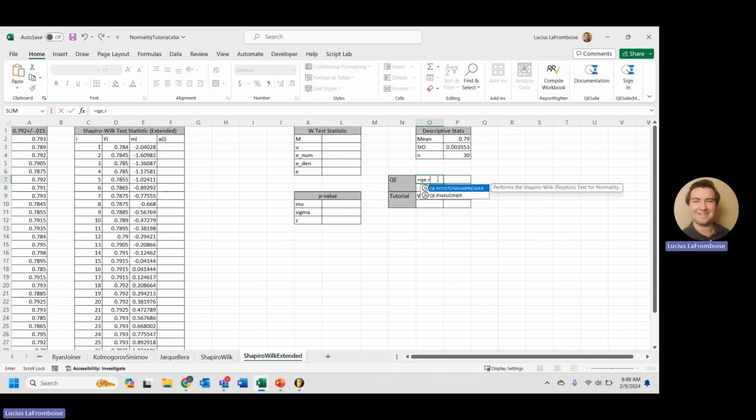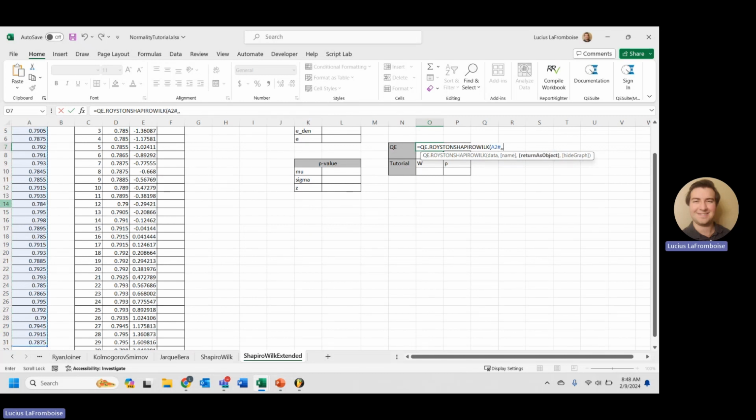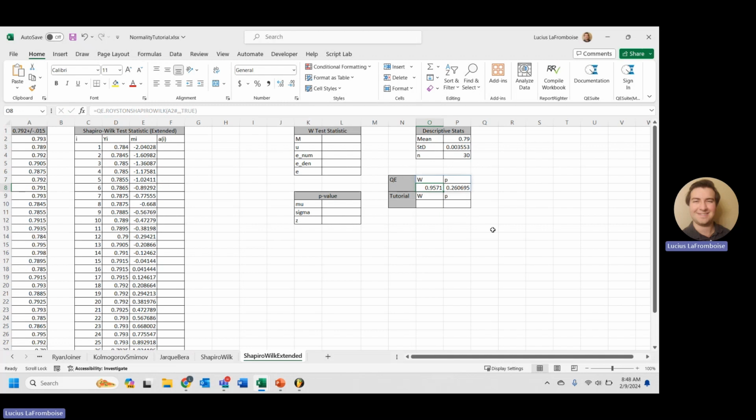So to do the Royston, you would just do QE.RoystonShapiroWilk. Select your data, and I'm going to hide my QQ plot. And look at that, just like that, we already have our Royston Shapiro-Wilk. Super cool.